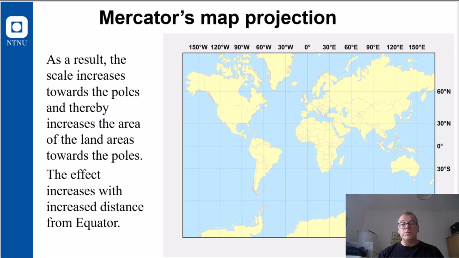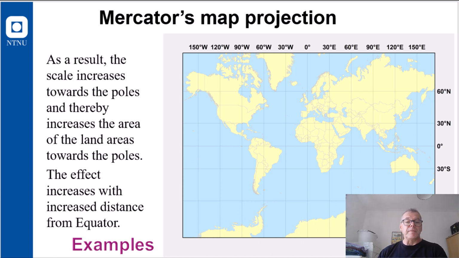So these 2 issues put together result in the scale increasing quite enormously towards the north and towards the south. And land areas such as North America and Greenland and even Scandinavia become extended. And the effect of this increase grows with the distance from the equator. So the Antarctica continent is also huge on the Mercator map projection. I will provide some examples.